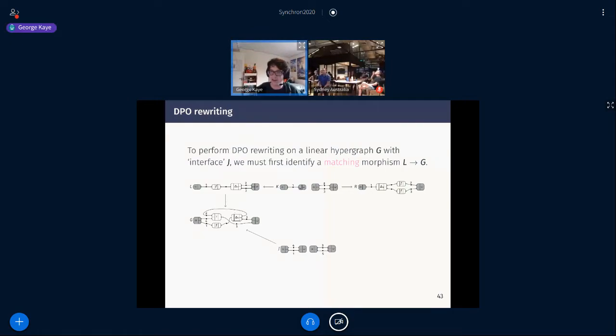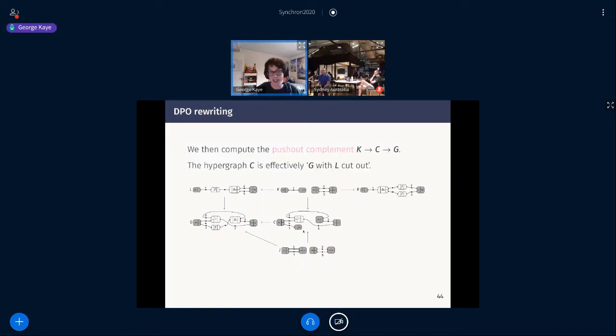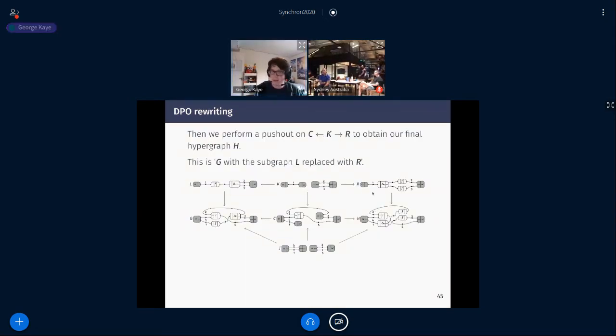Now that we have this side here, we can construct the other side of this square. Effectively, this hypergraph C is G, but with the L bit cut out of it. So we're preparing for a rewrite. We're chopping out the bit we don't need anymore, and we're about to stick in the next part. That's exactly what we do in this next step: we finish off this diagram and paste R into this gap, and then we have our finished rewritten term. It's very simple. And then we write, say, G squiggly H if we can perform rewriting in this way.